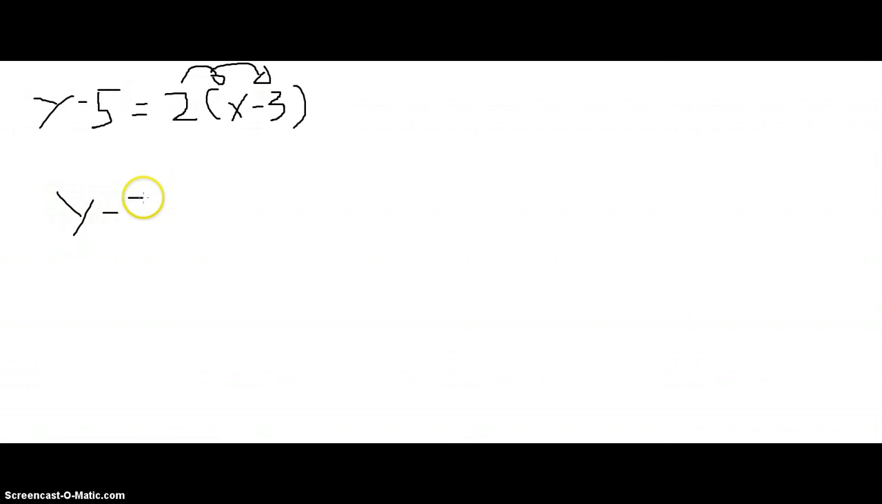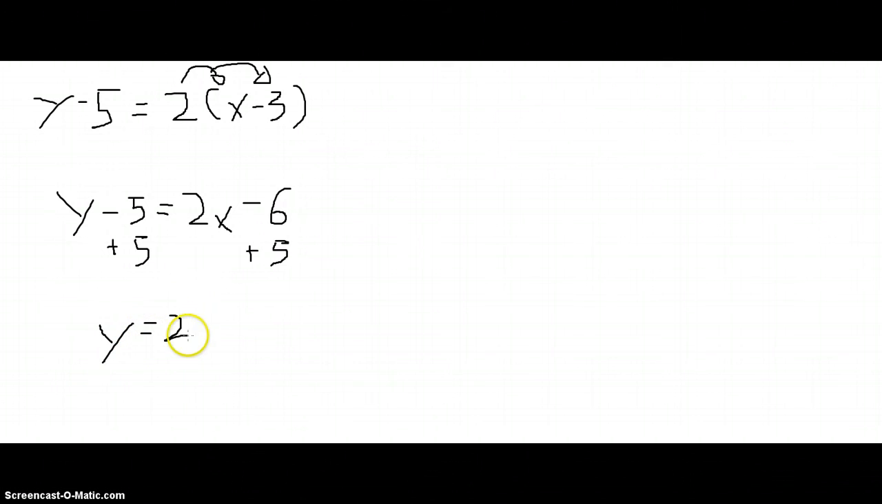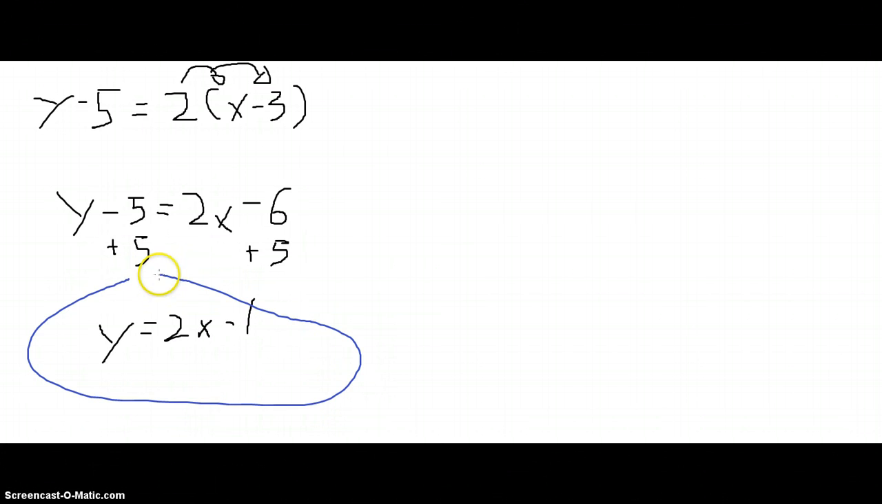So what we're going to have is y minus 5 equals 2x minus 6. Now, let's put this into slope-intercept form. Add 5 to each side. We end up with y equals 2x minus 1. And there you go. That is the answer. That is our parallel line to y equals 2x plus 3 in slope-intercept form.